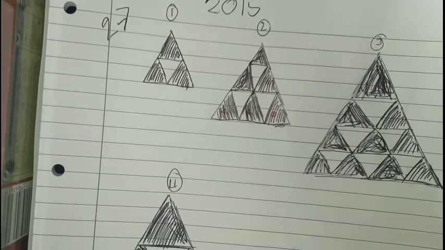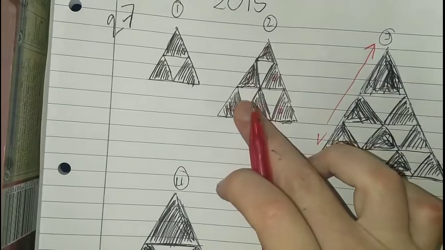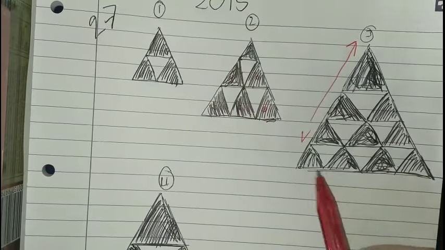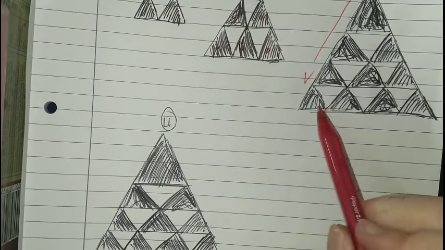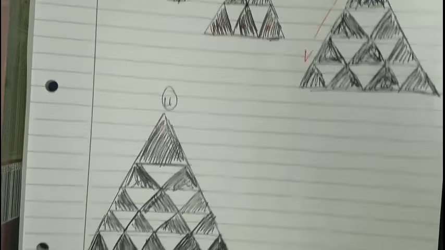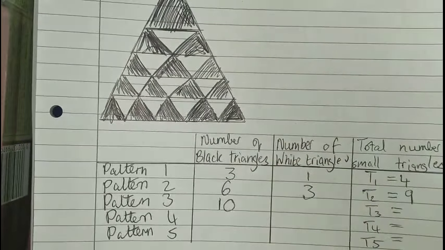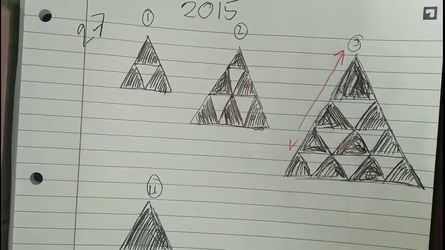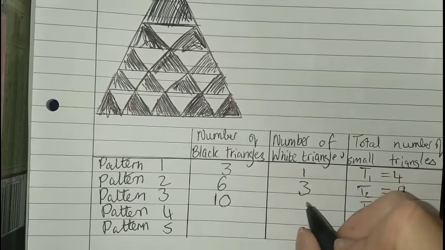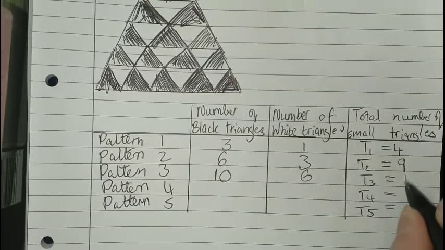And then this one, this part from here to here was already in this triangle. So the only thing that's added on is, so there were 6 black triangles in the one before. So what's added on is 1, 2, 3, 4 more black triangles. So there's going to be 10 black triangles altogether. And there were 3 white triangles from the last one. So there's 1, 2, 3 more. So there's going to be 6 white triangles. So altogether there will be 16.